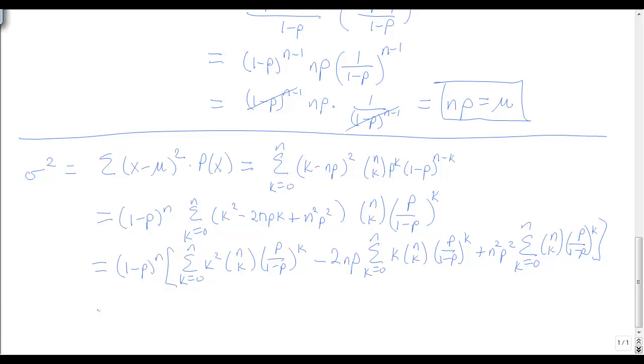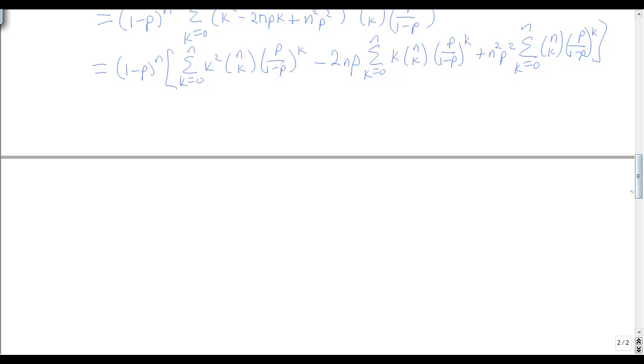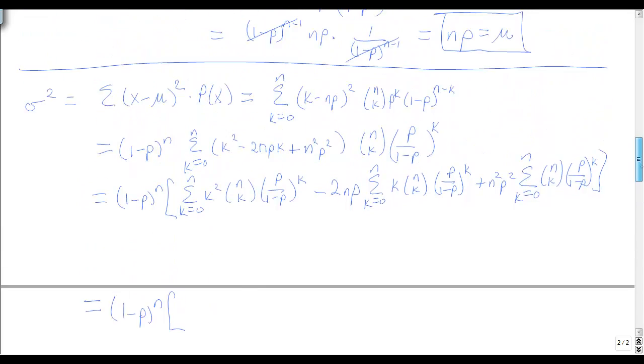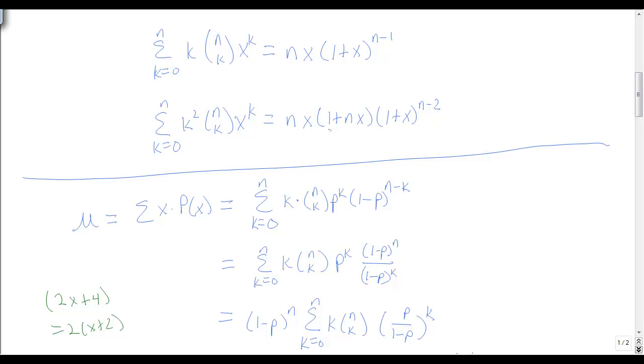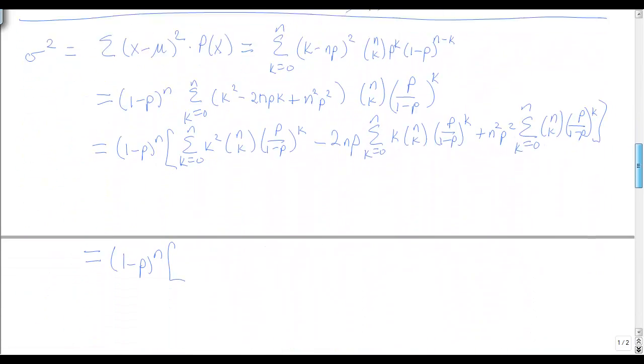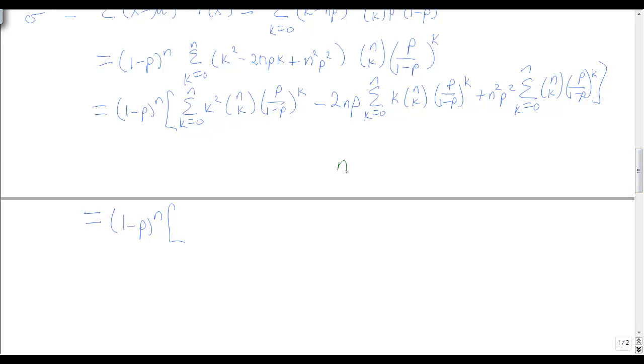Okay, and then we have to keep going here. I'm going to flip down to another page to get some more space. Let's work these things down. We have 1 minus p to the n, and now the formula for the sum of k squared, n choose k, x to the k. Let me go up and find that. It's way up here. It's nx times 1 plus nx times 1 plus x to the n minus 2. Let me write that up here.